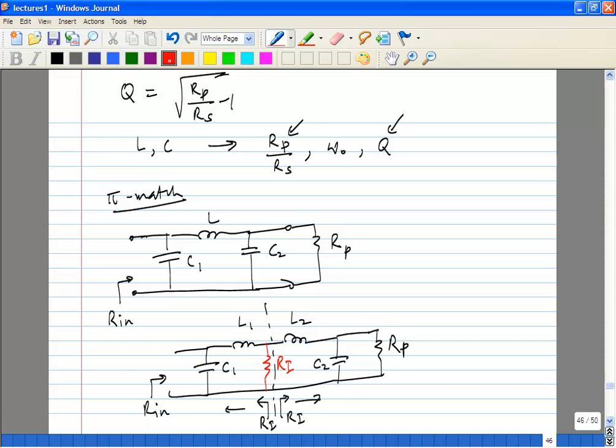Now you can convert this to a parallel, in which case you get Rn, but you will get L1P. For that parallel network, Rn over omega naught L1P is the Q, and the two Qs are equivalent. But remember, we use that relation to calculate conversion from one side to the other. So either one of the Q relations will work. In this case, it's a lot easier, more straightforward. You know Ri, you know Q, you can find out L1. So omega naught L1 over Ri.